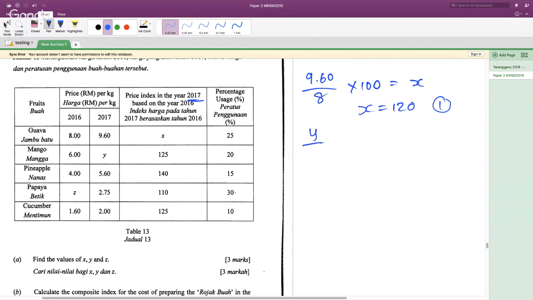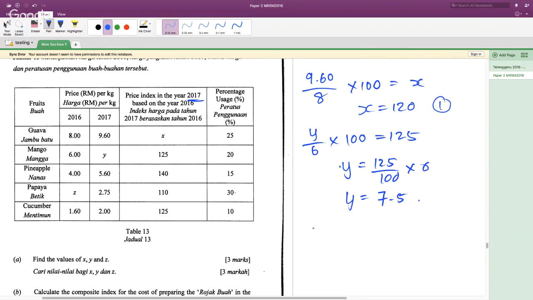All right, then I will do the same thing. This one is Y over 6 multiply 100, you will get 125. Use back the same formula. So therefore, Y equals 125 divide 100. So Y will equal to 125 over 100 multiply 6. So your Y should be 7.5. So that means he increased 1 ringgit 50 cents.